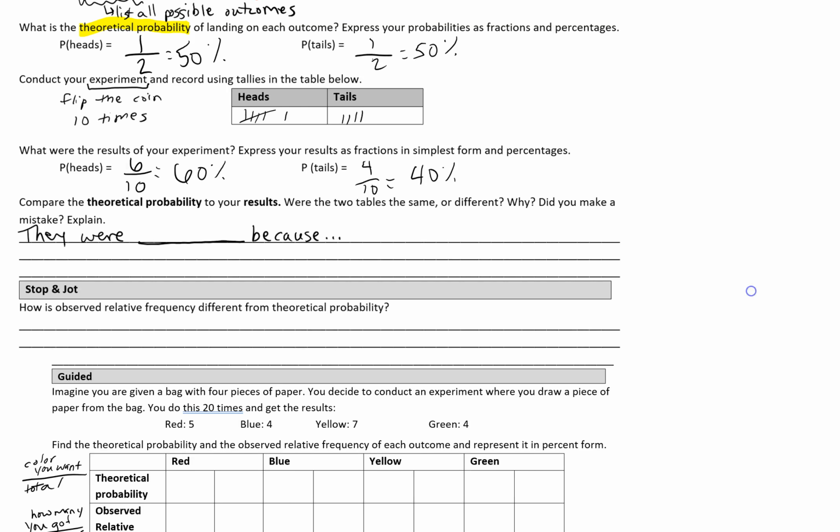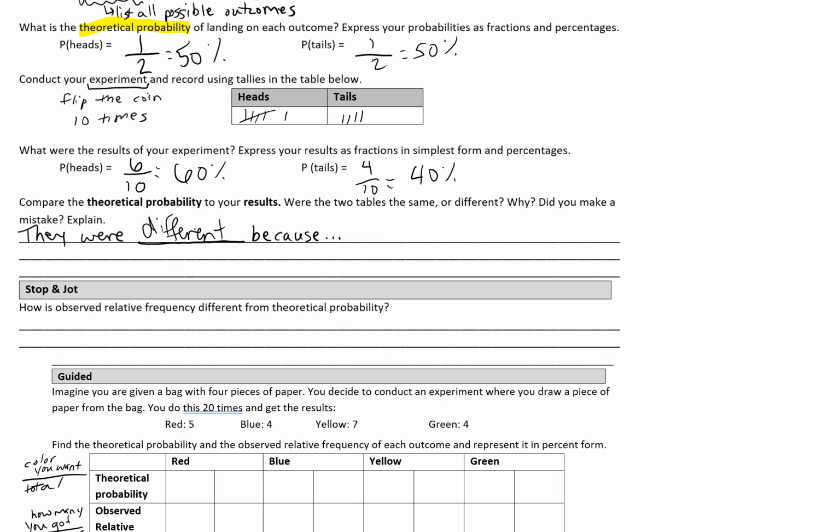So the question is this: is the theoretical probability the same as my results? And it looks like they were different. And I want you guys to pause and fill in why you think that is. After you've written your response, you can check it.